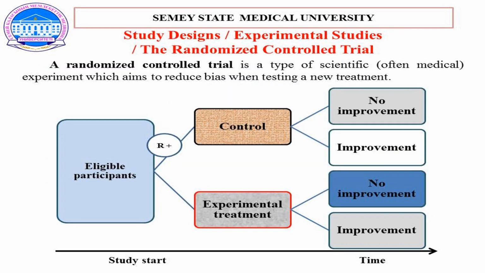A randomized controlled trial is a type of scientific, often medical, experiment which aims to reduce bias when testing a new treatment. The people participating in the trial are randomly allocated to either the group receiving the treatment under investigation or to a group receiving standard treatment as their control. Randomization minimizes selection bias, and the different comparison groups allow the researchers to determine any effects of the treatment when compared with the no treatment group, while other variables are kept constant.